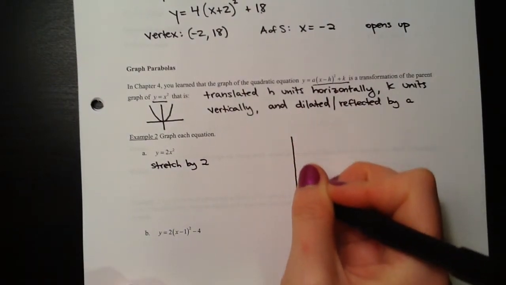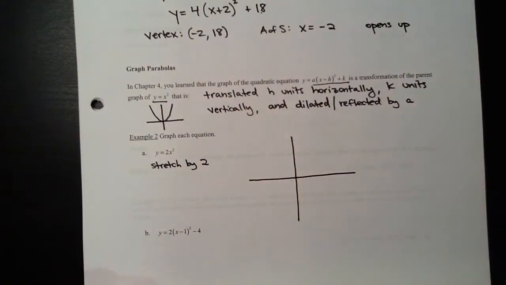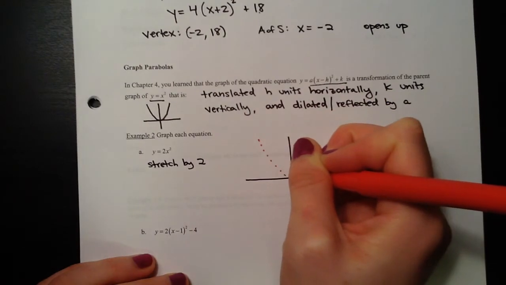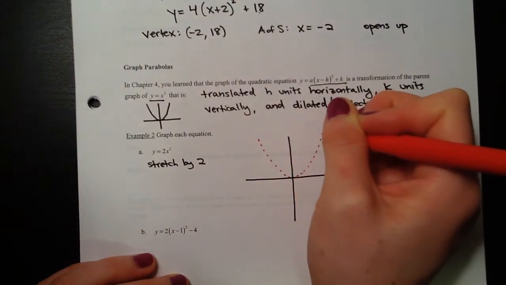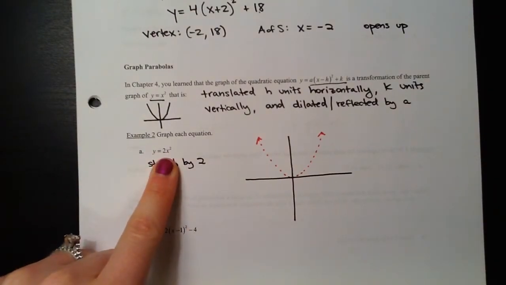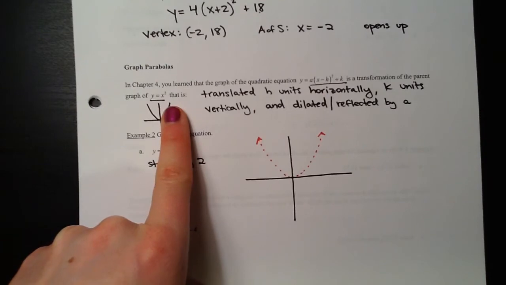So I want to show you something here. I want to look at the original. So in a different color here, I'm going to graph the original just so you can see for comparison. So that is the original. And so what I'm going to do now is graph this equation. Okay, so this that I just graphed here is this one, the original.